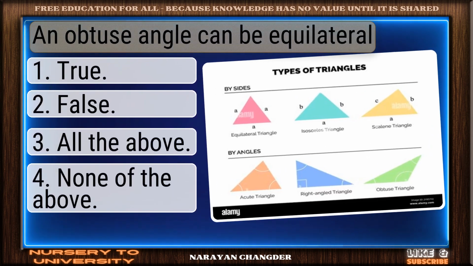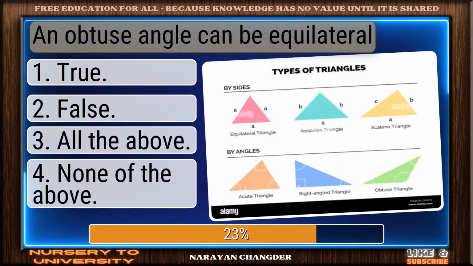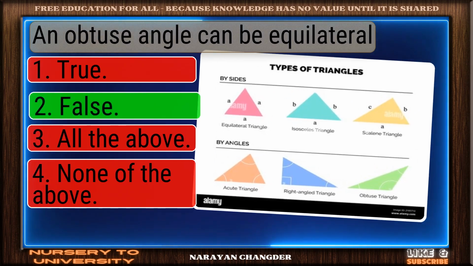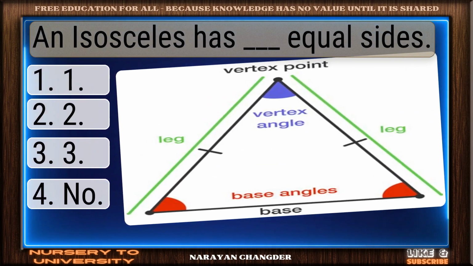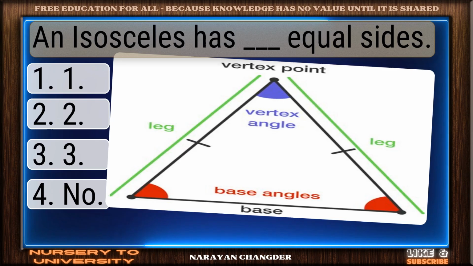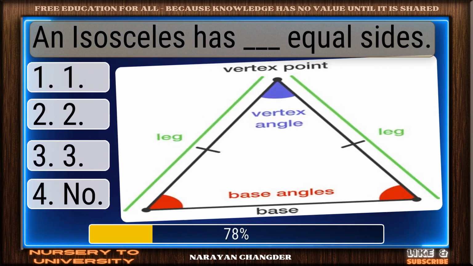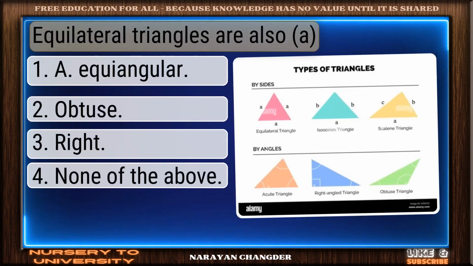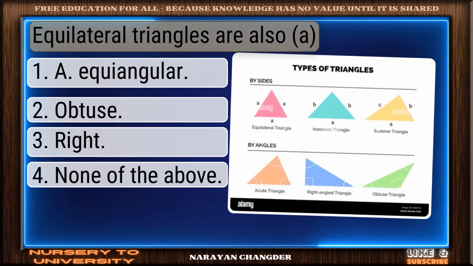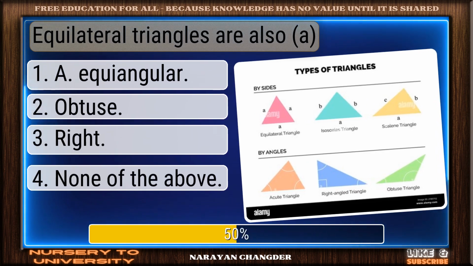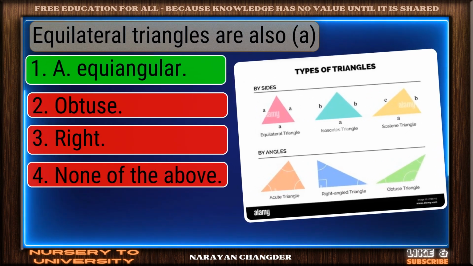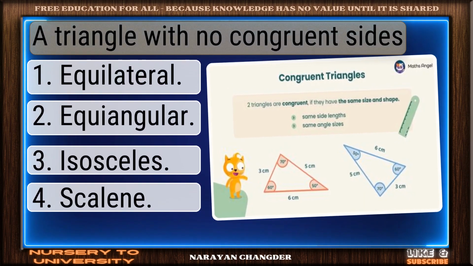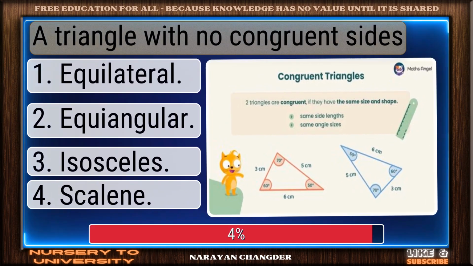Question number 247. An obtuse angle can be equilateral. Excellent choice. False is the right answer. Question number 248. An isosceles has dash equal sides. Nice work. You chose 2 and it is correct. Question number 249. Equilateral triangles are also. Well picked. Equiangular is the correct answer. Question number 250. A triangle with no congruent sides.